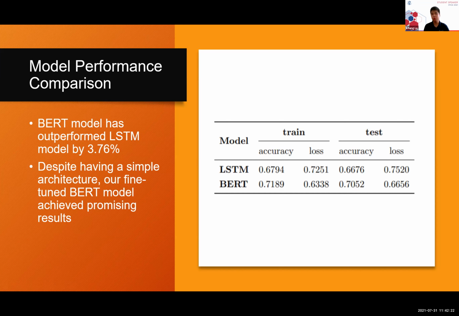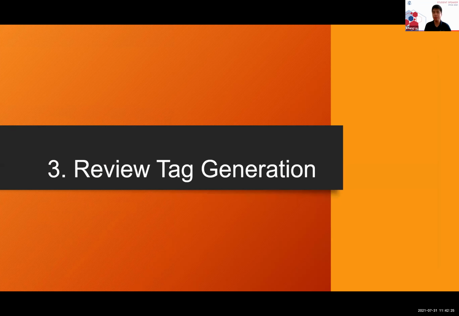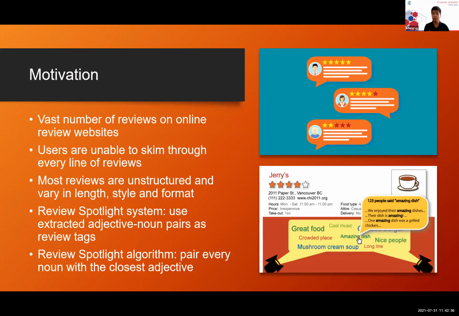So now we move on to the second objective of our presentation, which is the review text generation. Let's first talk about our motivation behind this objective. As we all know, an online review website usually offers a vast number of reviews about an item, which usually extend beyond the user's ability to skim through every line of review. Furthermore, most of these reviews are also unstructured and vary in length, writing style, and format. All of these problems prevent users from easily obtaining helpful details about any item from online reviews.